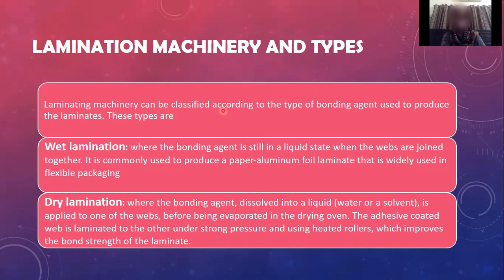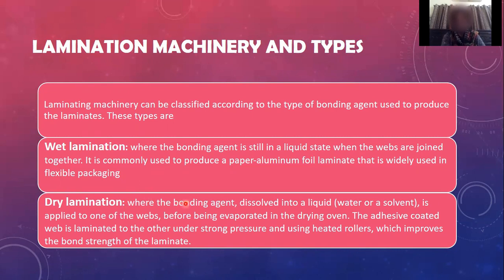Lamination machines can be classified according to the type of bonding agents used to produce the laminate. These types are wet lamination. First of all, we will discuss wet lamination. In wet lamination, the bonding agent is still in the liquid state when the web is joined together. It is commonly used to produce the paper aluminium foil laminate that is widely used in flexible packing, in the food industry or the non-food industry, to protect the food from various things. Next, we have dry lamination.